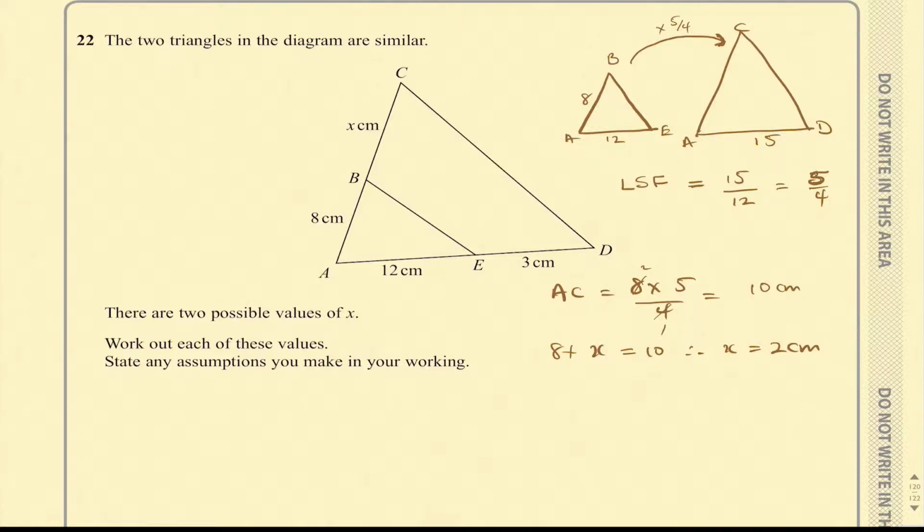So that's one value. And the other value is found using a ratio problem, by taking the length here and comparing it to the whole length there. So this is what we're going to do now.